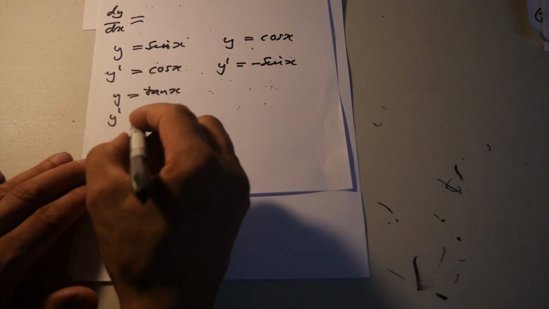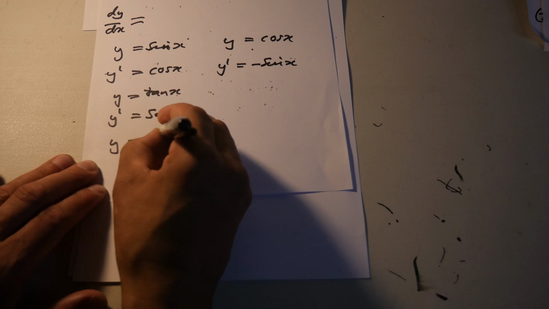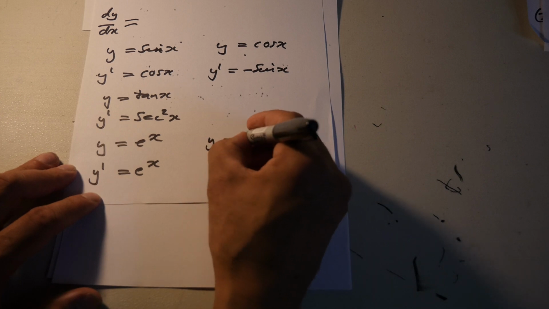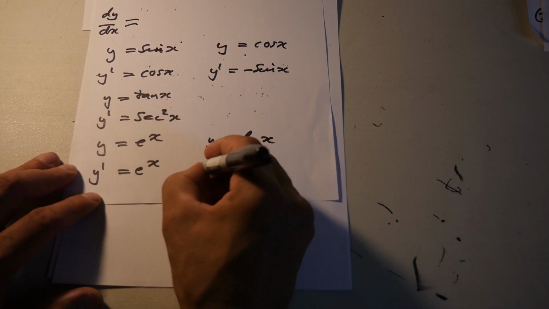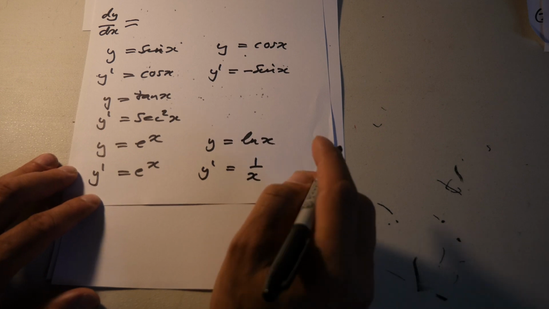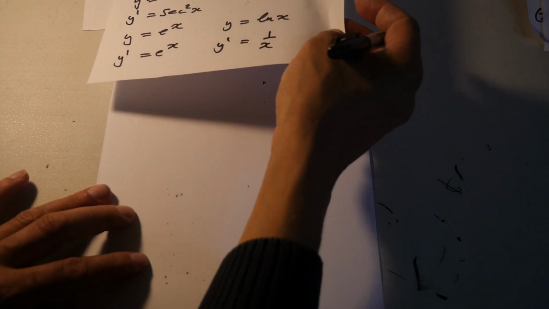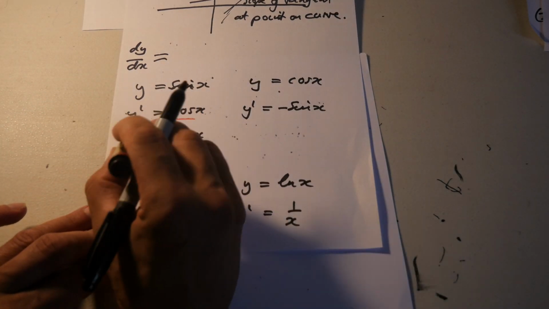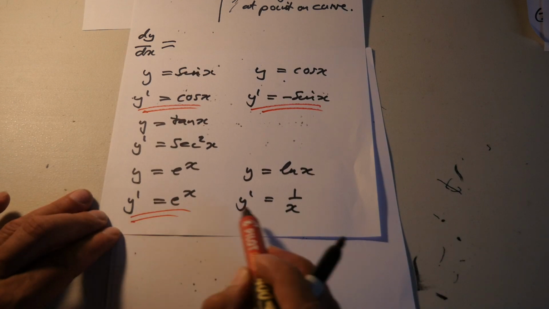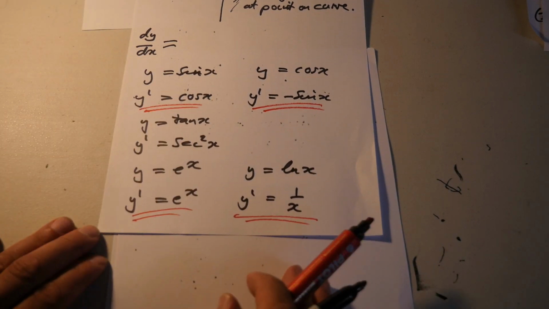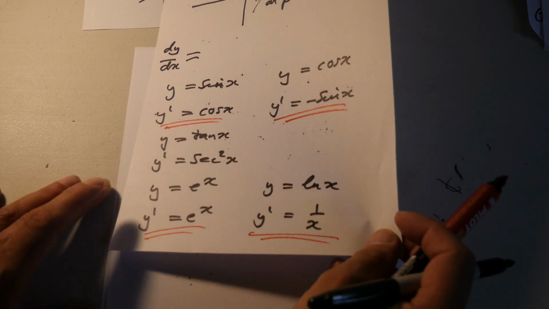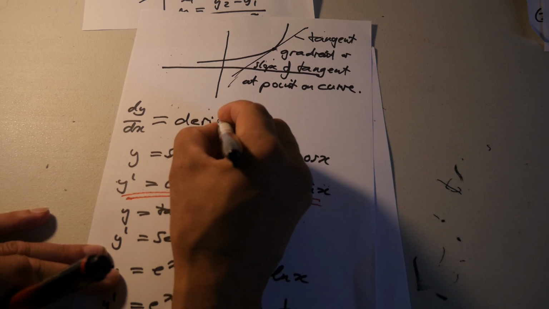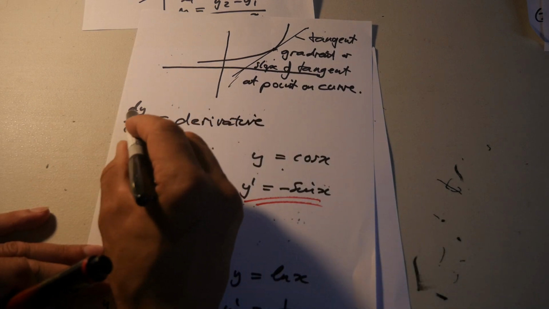So there's also other ones. y equals e to the x, y dash equals e to the x; y equals natural log of x, y dash equals 1 over x, okay? So these are important derivatives to note, okay? This is actually called the derivative. That's called the derivative, whatever it is, okay?